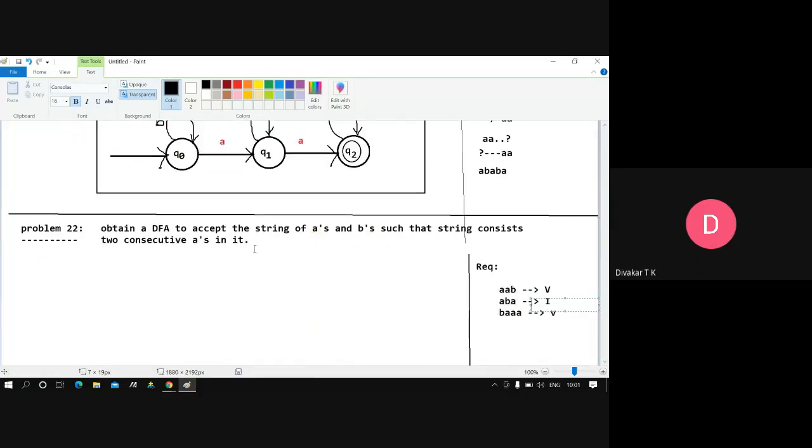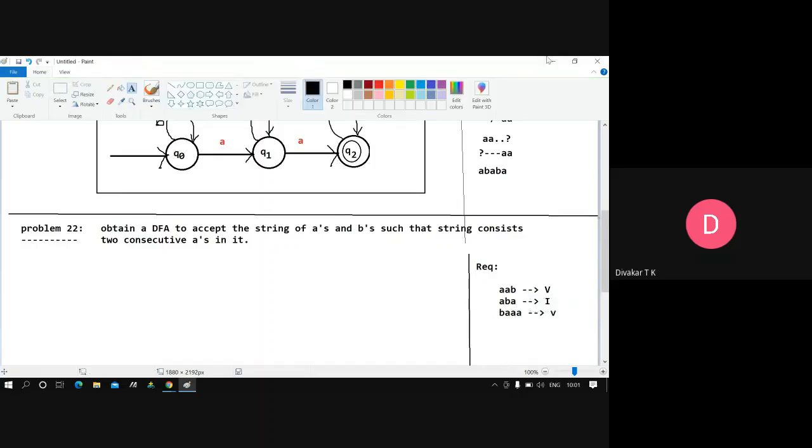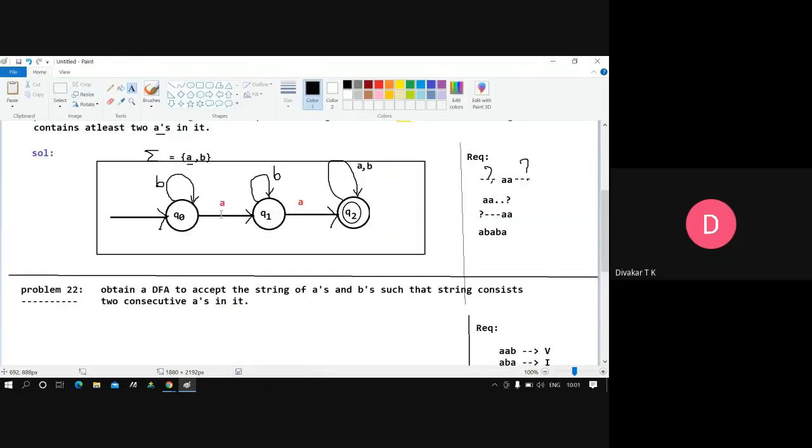Here also consecutive should be there. It should be consecutive; it may be more also. No problem for us. That is what the meaning is here. Great, guys. Now if you look closely, it's similar to a previous problem only.